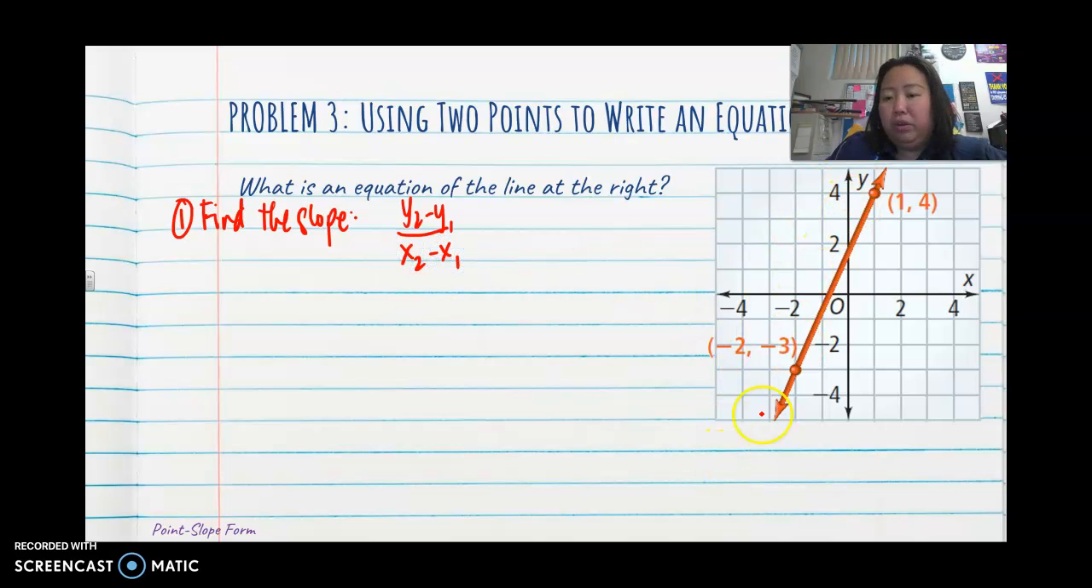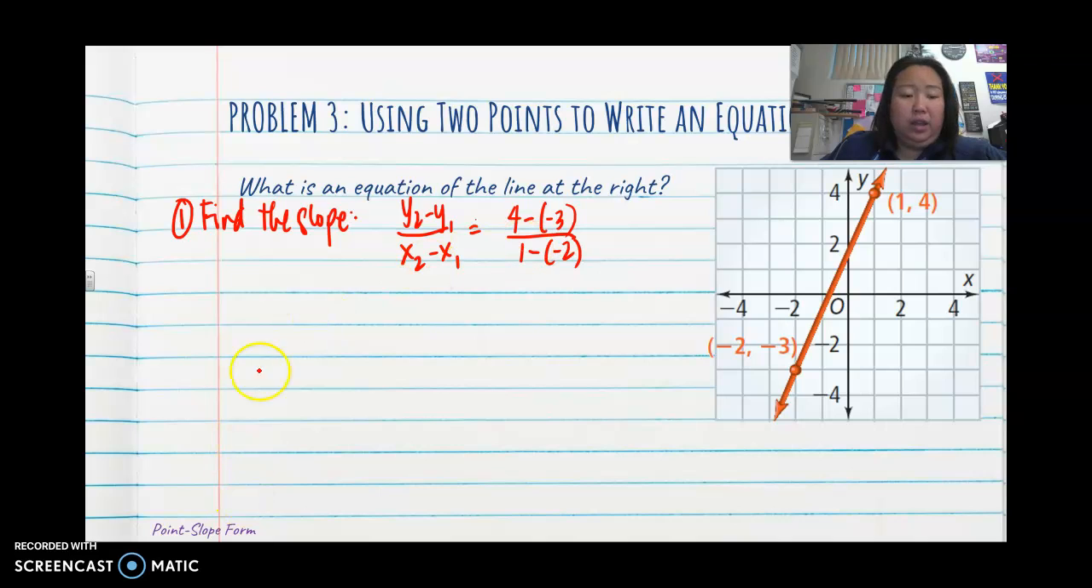So it doesn't matter which point you want to declare as point 1, point 2, as long as you are consistent putting in the values for our formula. Okay, so let me just use the top one as y sub 2. This is point number 2 and this is point number 1. So we will have 4 minus -3 all over 1 minus -2.